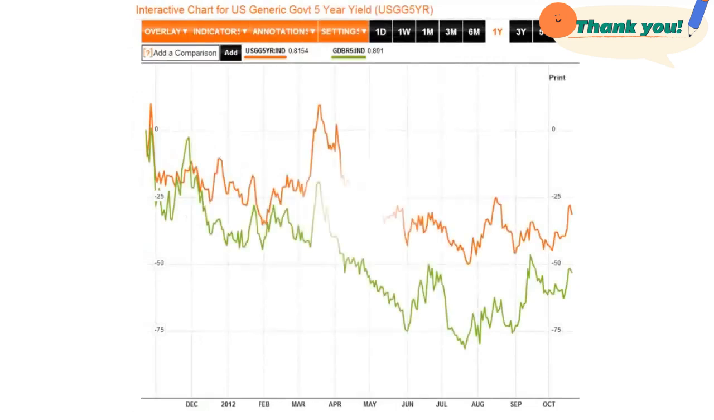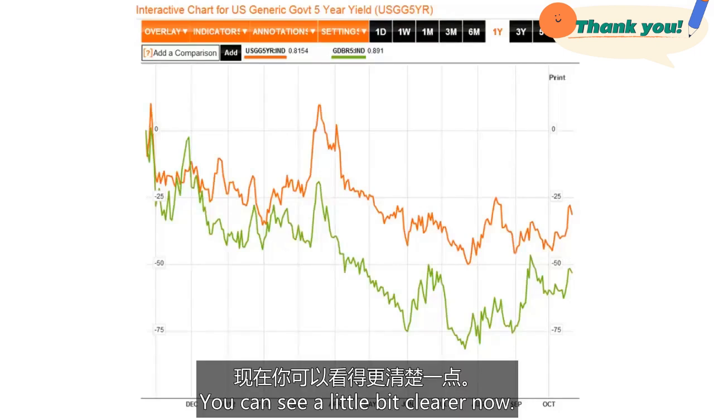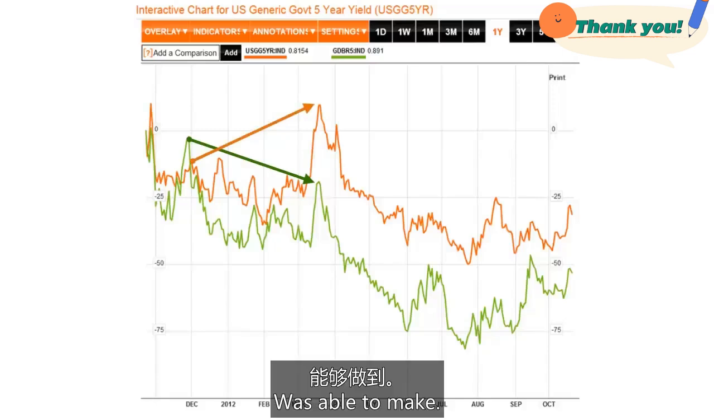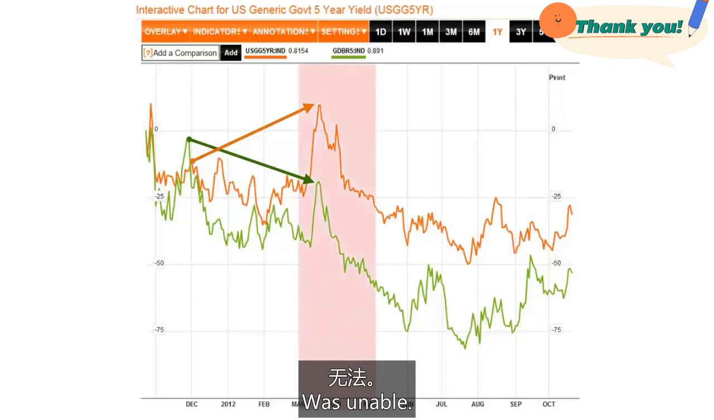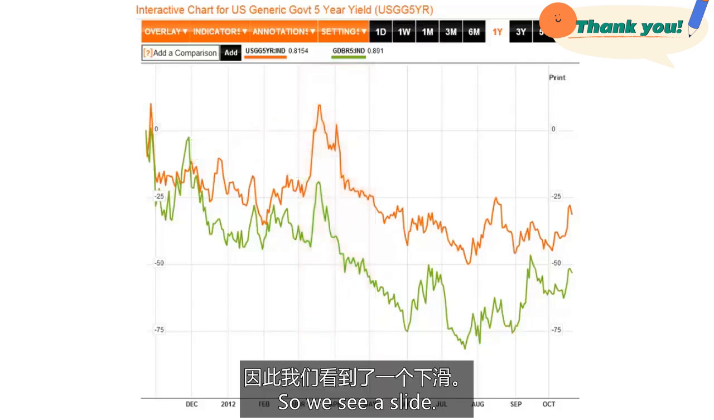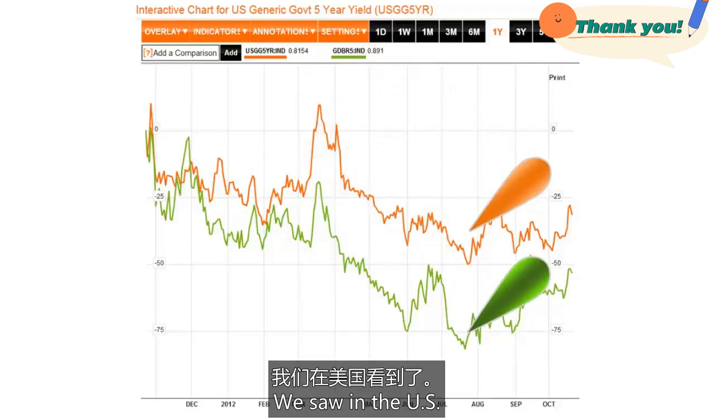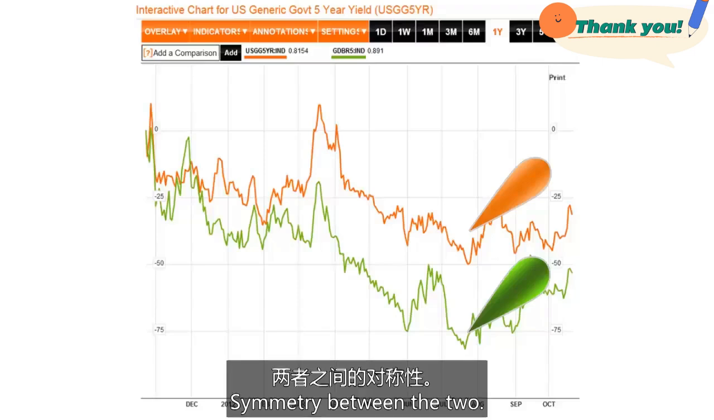If you take the UK off, okay, so now we're just looking at the German 5-year and the US 5-year. You can see a little bit clearer now that the green is the German, and the orange color is the US. US was able to make a higher high in yield, while the German was unable to make that higher high going into March, going into April. So we see a slide lower in yield, and that was translated in the rally up in the T-note that we saw in the U.S. Treasury. So there's this symmetry between the two.